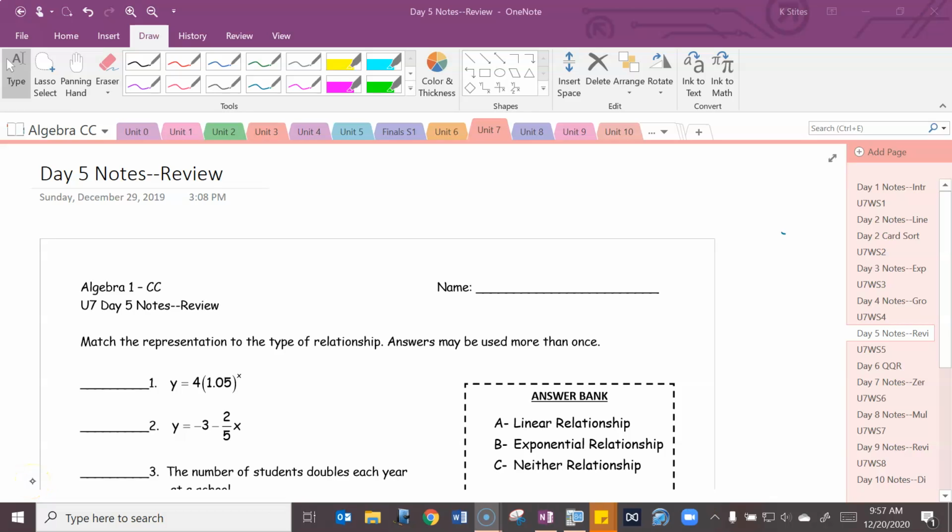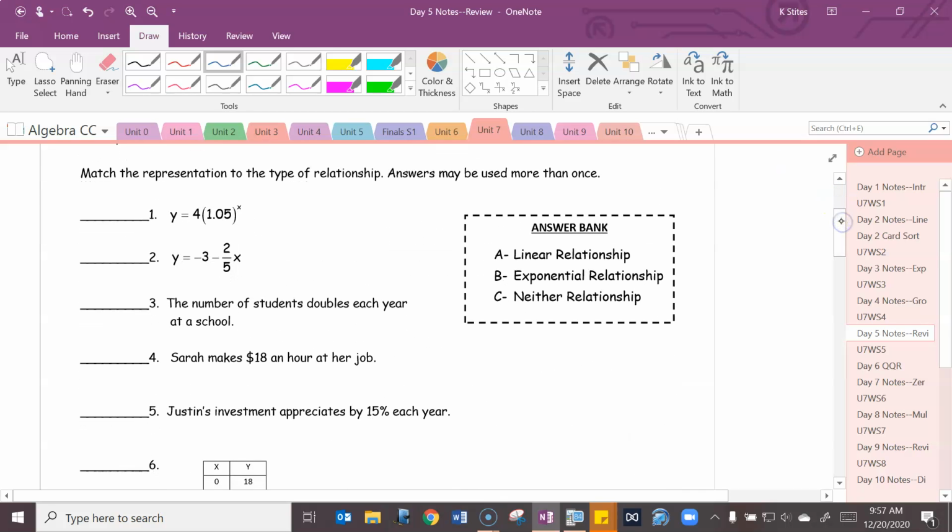Hello Algebra 1. Today we are going to be reviewing the concepts that we've been working on the last few days. So here we go. First thing we're going to do is match the representation to the type of relationship, and of course answers may be used more than once. We have linear, exponential, and neither.